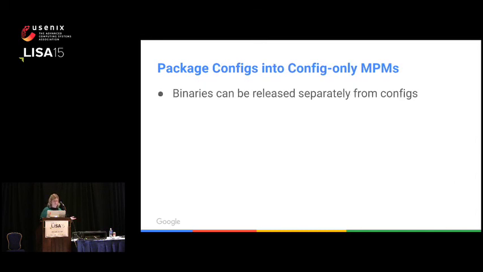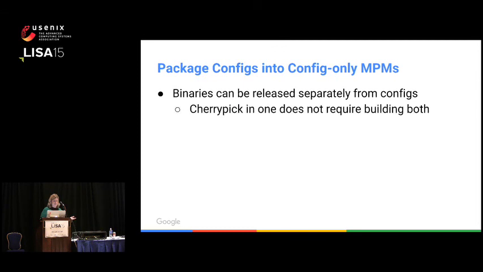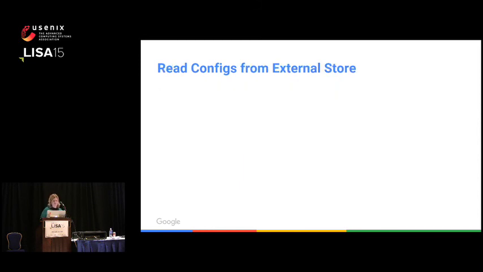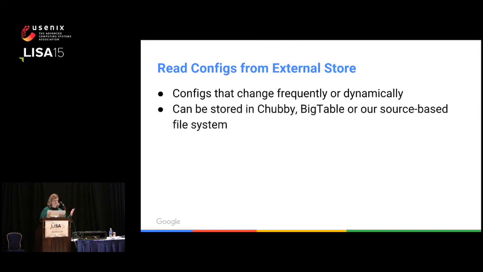We also have configuration-only MPMs. And this allows us to have different release cycles for the two. And we can use MPM labeling to tie them together and indicate that these 2 MPMs should be fetched at the same time. And we also store configs in external stores. This is great if you have a file that's changing frequently, like we have some that change every 15 minutes. We can store them in Chubby, Bigtable. There have been papers written about both of these if you want to know more. And our source file system.